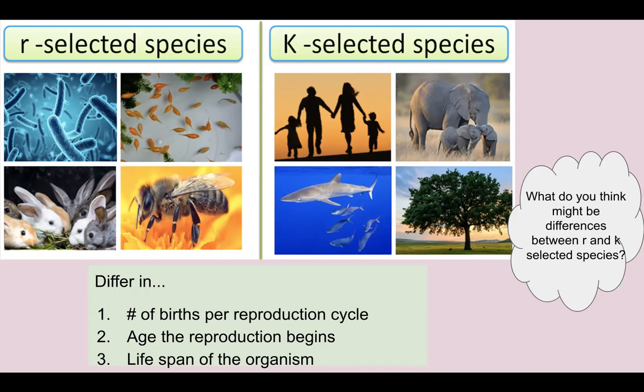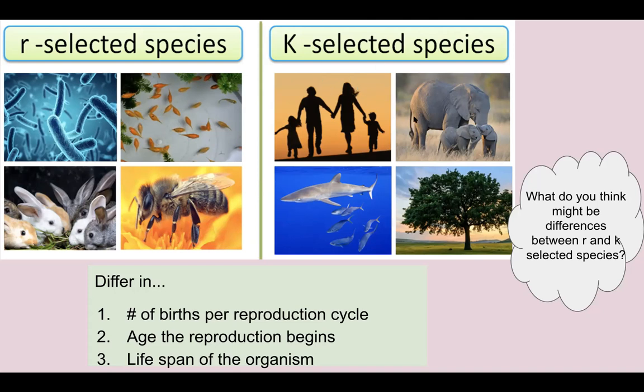And if you take a look at our diagram for the R species, we can tell that they are normally going to be your smaller species. They have shorter lifespans. They can produce many offspring, and they usually have little parental care after they give birth to their young. Now let's take a look at the K-selected species and how they differ.